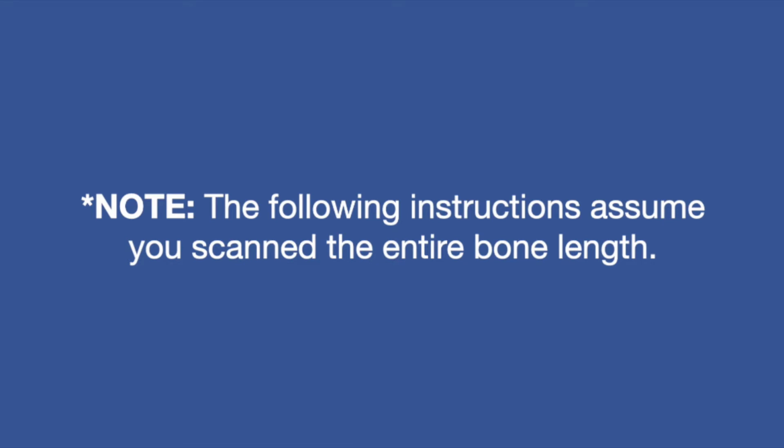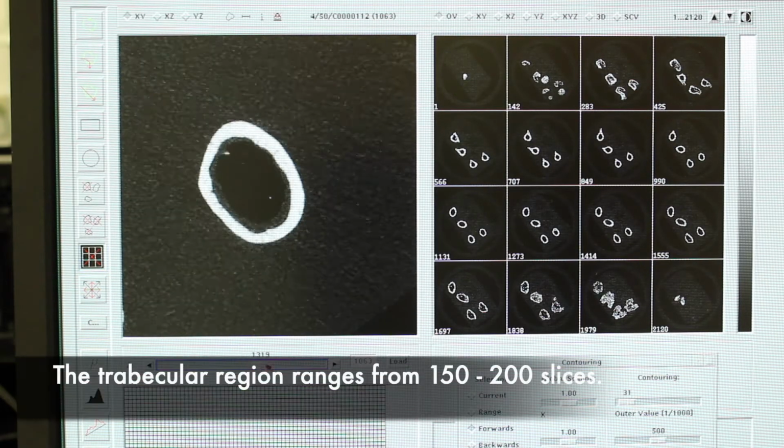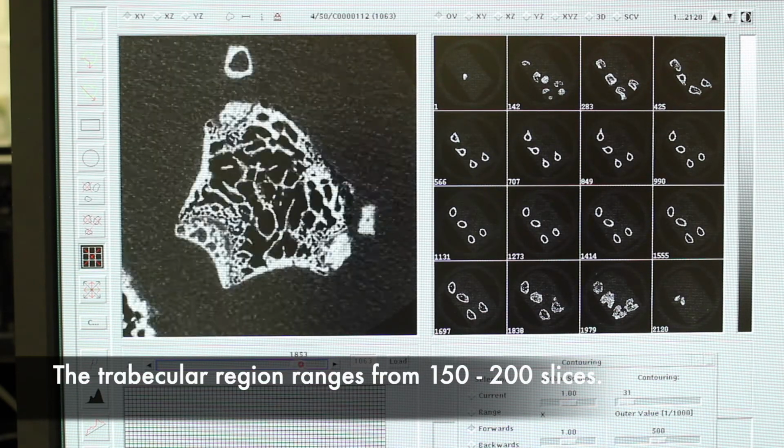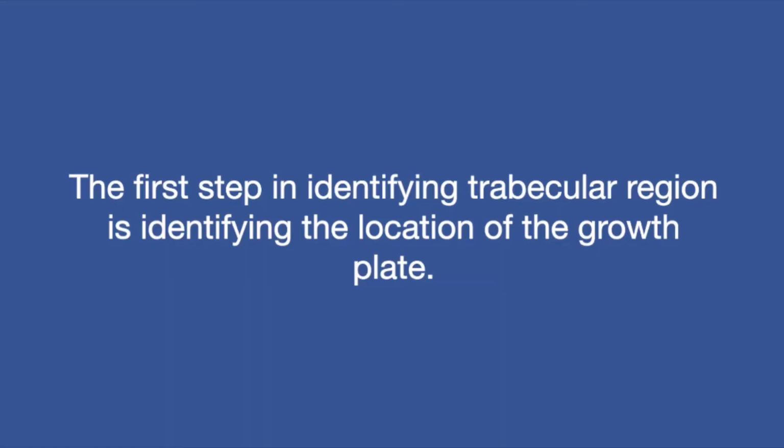Note: the following instructions assume you scanned the entire bone length. For trabecular analysis, we recommend conducting the evaluation over a 1.5 mm length of the metaphysis at a 7.4 micron resolution. This is equivalent to about 200 slices directly adjacent to the metaphyseal growth plate. That being said, the first step in identifying the trabecular region is identifying the location of the growth plate.